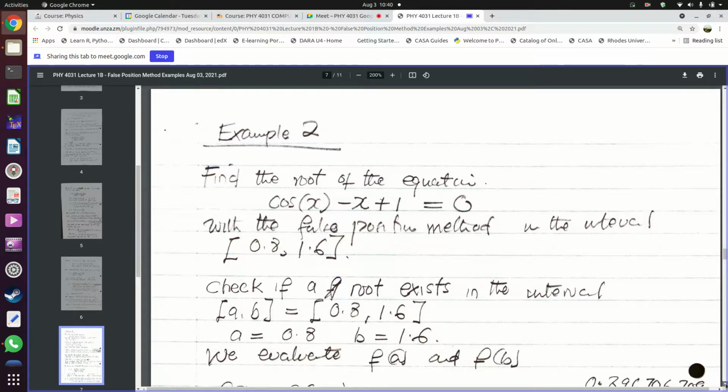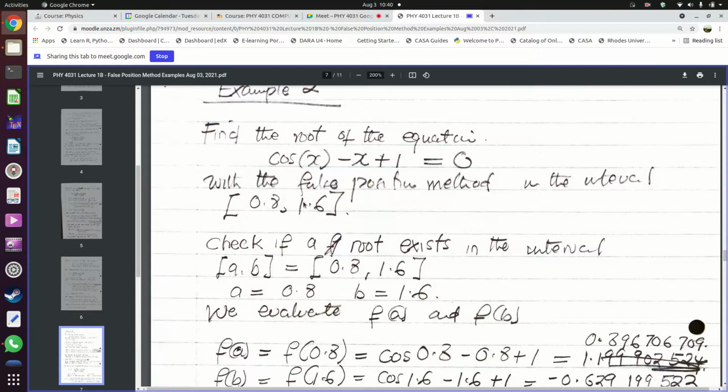So let's push. So again, we have been given this false position method, like I said earlier, it's a bracketing method. So if it's a bracketing method and you've been given an interval, you have to check if there is a solution in this particular interval you've been given.